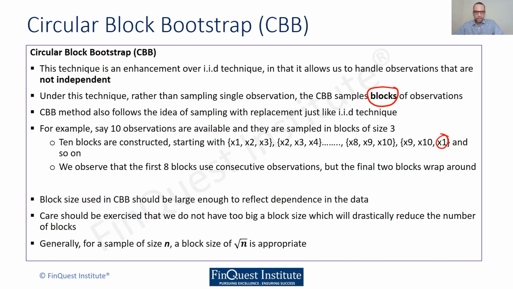Now, a couple of things to take care of. The block size used should be large enough to reflect the dependence in data, because remember that the CBB technique can be used to handle observations which are not independent as well. So there can be dependence in those observations, and the block size should be defined in such a way that we are able to pick up that dependence in the right manner. Also, we should exercise care that the block should not become very, very big. Because if the block is very big, then naturally that will reduce the number of blocks which we can work on. And that is not something which we want.